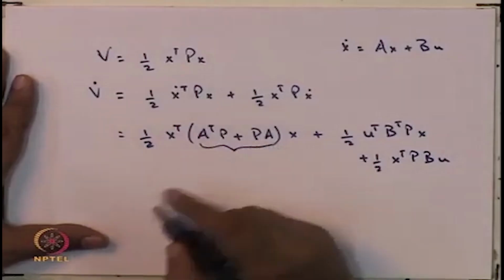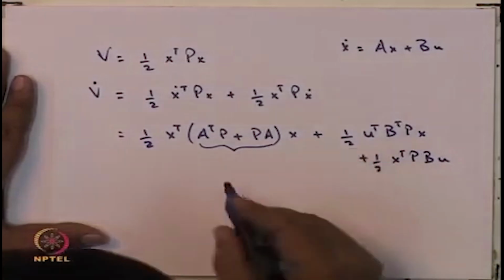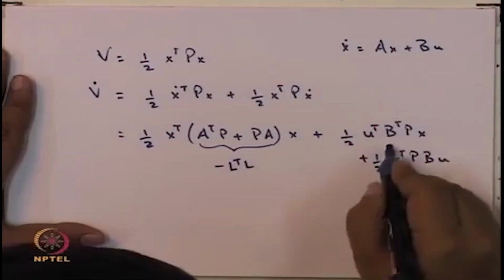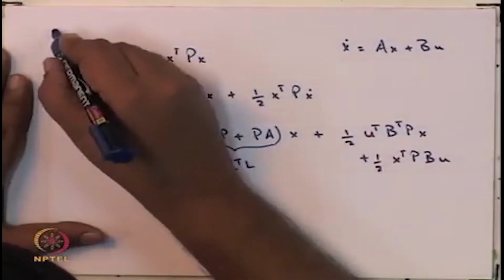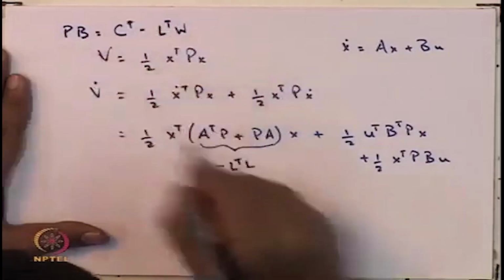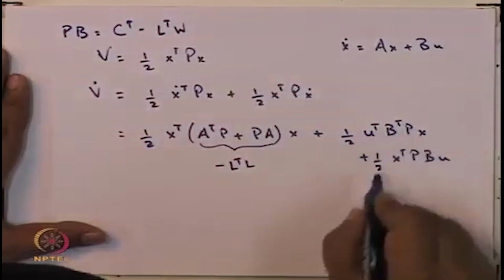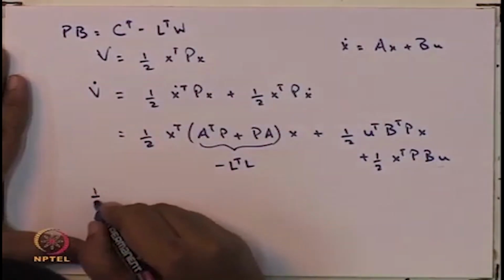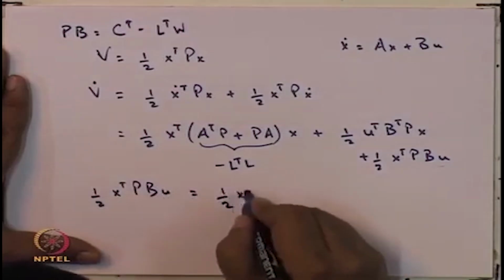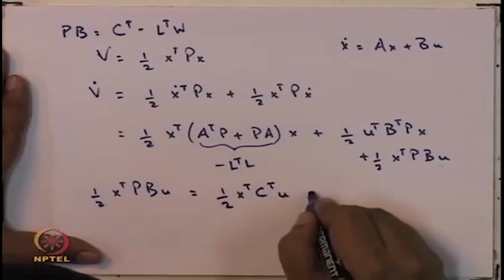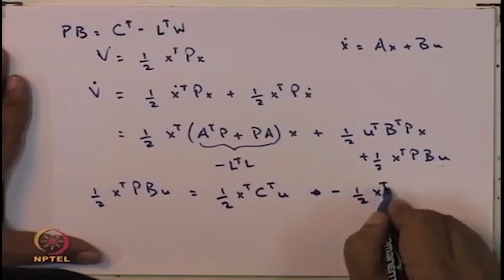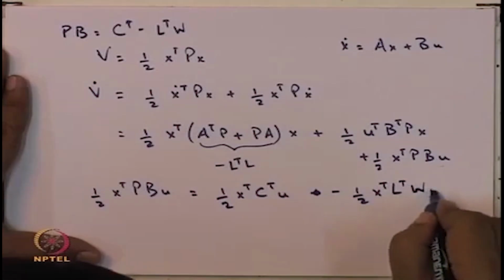Okay. Now, from the Kalman-Yakubovich lemma, or rather the positive real lemma, this is the same as minus L transpose L. So, I can put that in there, and if I look at these two terms, P B, we know that one of the equations that we have from the positive real lemma is P B is equal to C transpose minus L transpose W. So, for P B I can substitute C transpose minus L transpose W, and similarly for this. So, I will just expand this out and show what that comes to. So, a half x transpose P B u becomes a half x transpose C transpose u, plus or rather minus, a half x transpose L transpose W u.